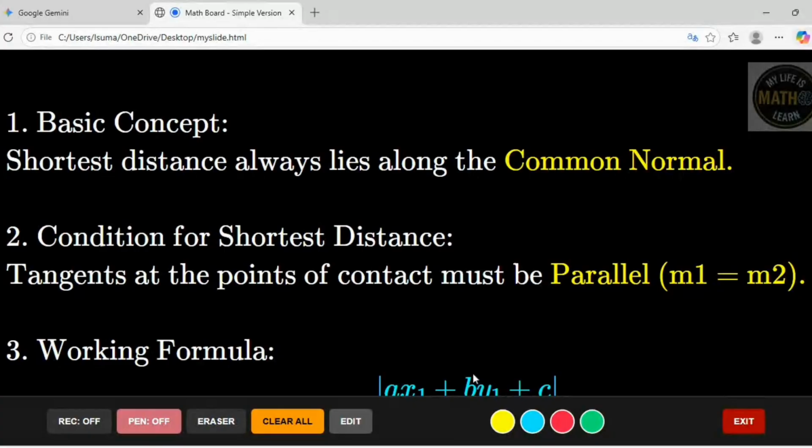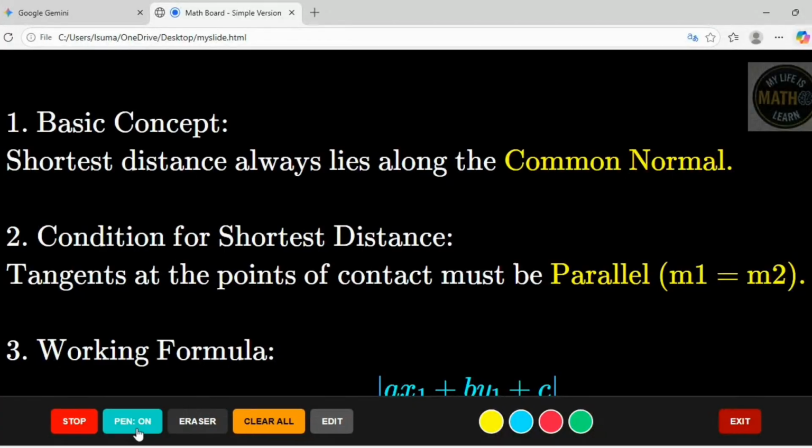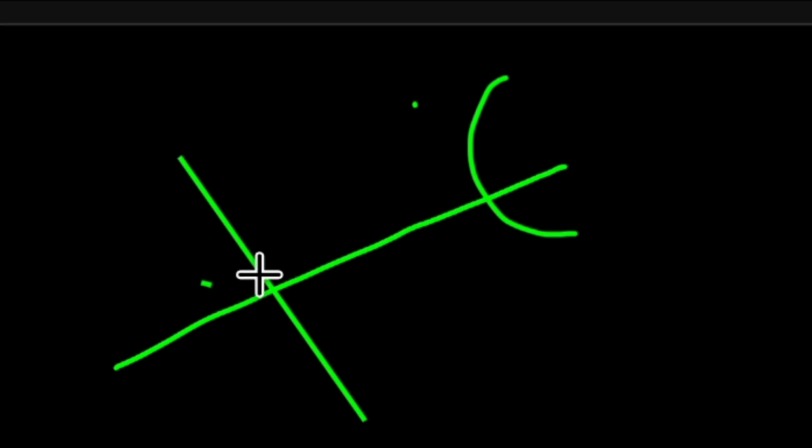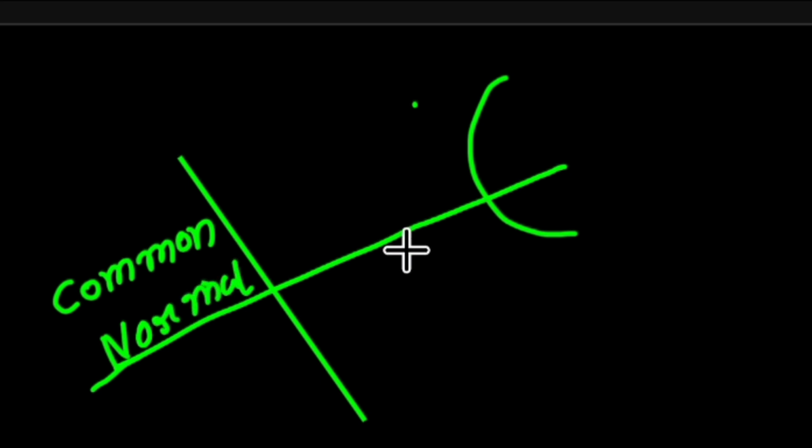Today we will discuss the shortest distance between a line and a curve. Basic concept: the shortest distance always lies along a common normal. The shortest distance between the curve and a line is the distance along the common normal between the line and the curve. Common normal means it is perpendicular to both the curve and the line.